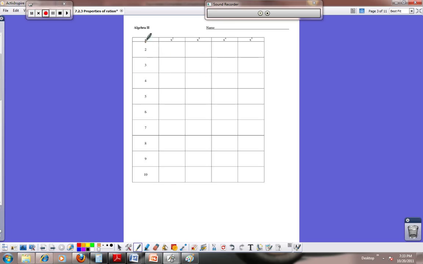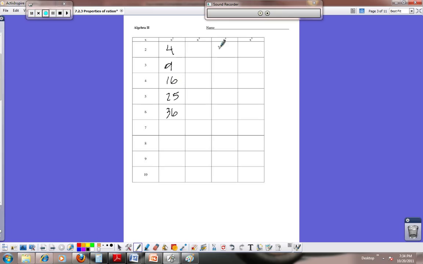So this column is the value of x. So x is 2. Now I'm looking for what's 2 squared, and 2 squared is 4. The next one would be 3 squared, 3 squared is 9. And I want you to finish this out. 4 squared would be 16. 5 squared is 25. 6 squared is 36, and so on.